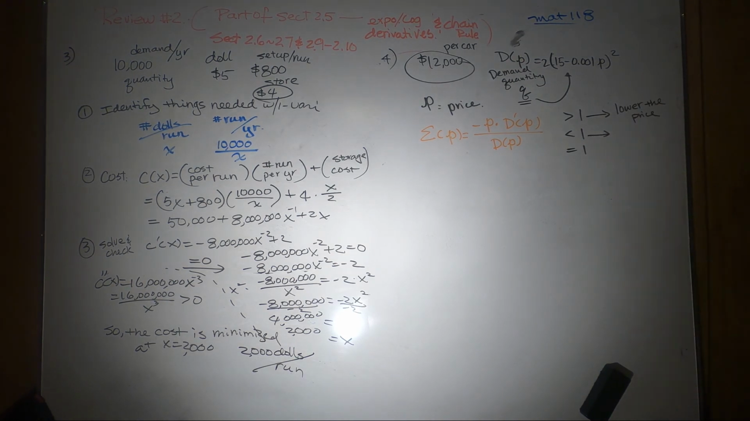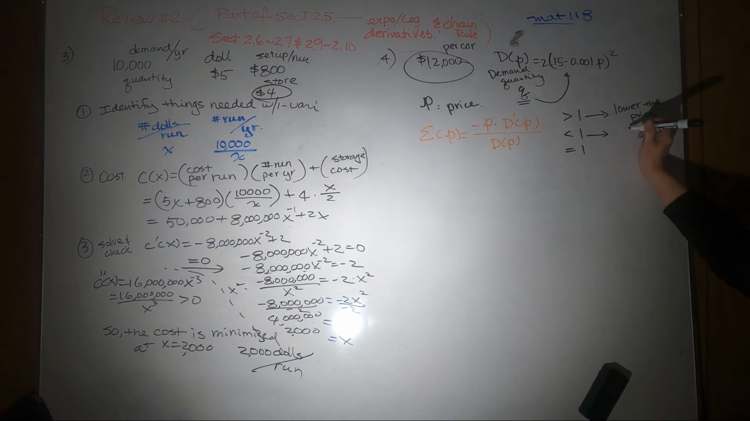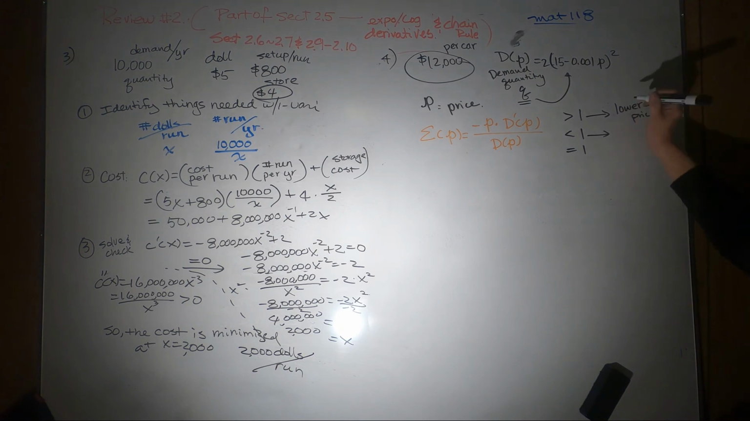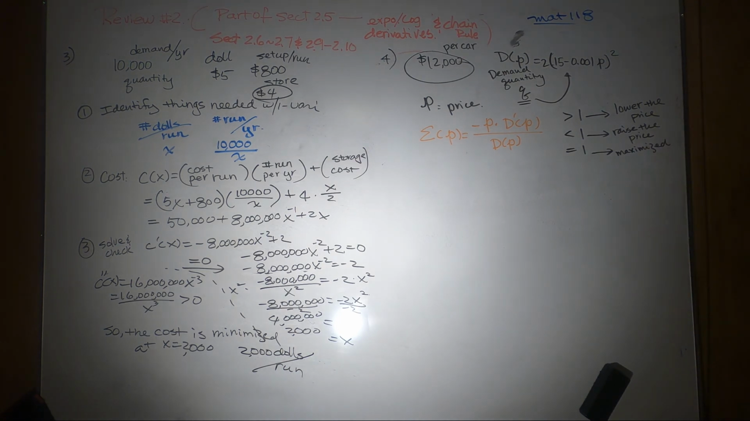Then less than 1 means inelastic, so demand doesn't react to the price. You might as well raise your price to get more income, right? Then if it equals 1, what does it mean? You have maximized the situation. Okay? So let's do the E.